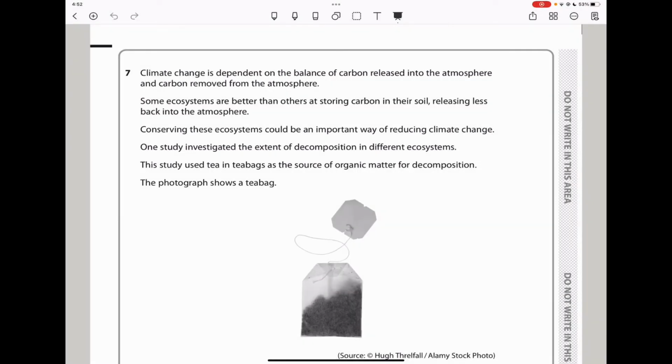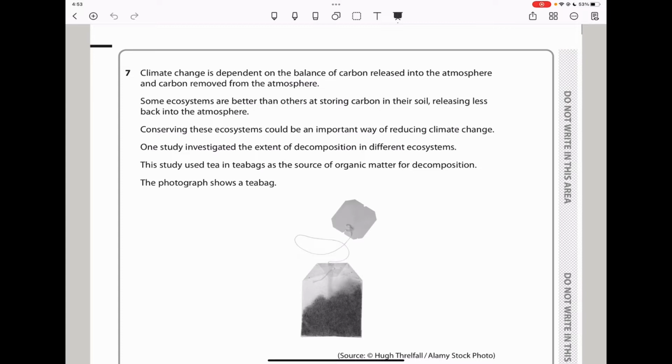Question 7. Climate change is dependent on the balance of carbon released into the atmosphere and carbon removed from the atmosphere. Some ecosystems are better than others at storing carbon in their soil, releasing less back into the atmosphere. Conserving these ecosystems could be an important way of reducing climate change.